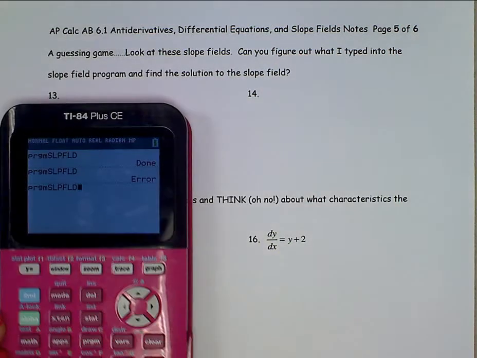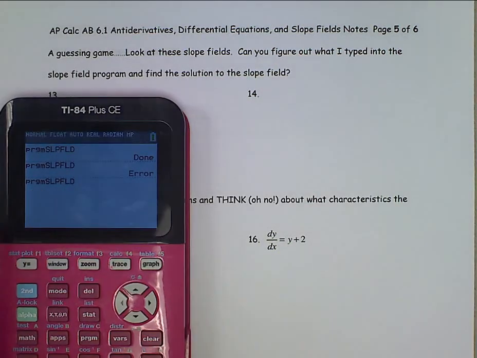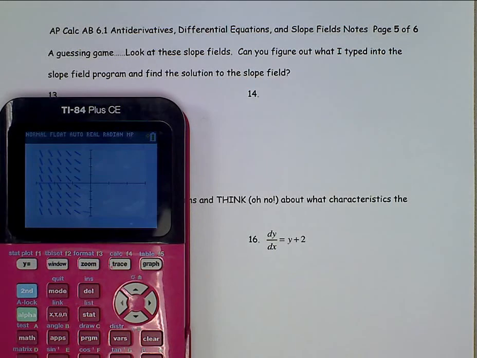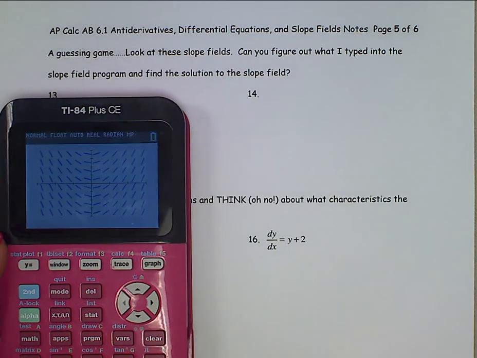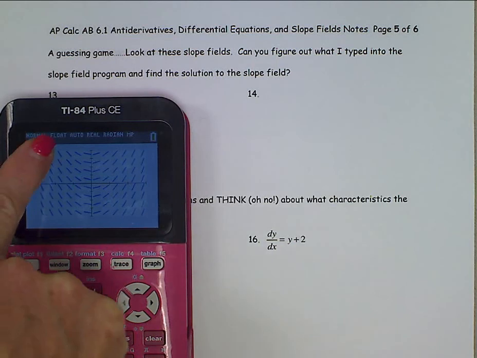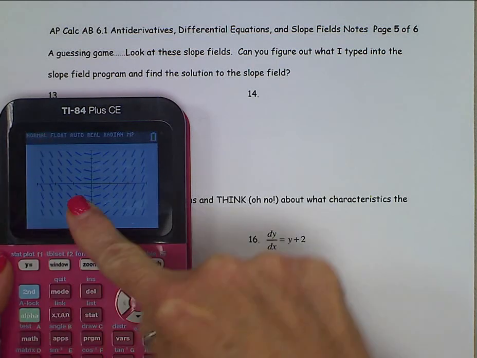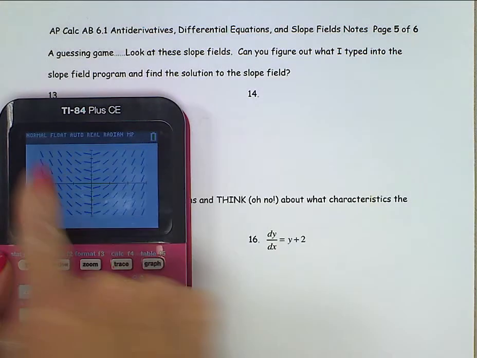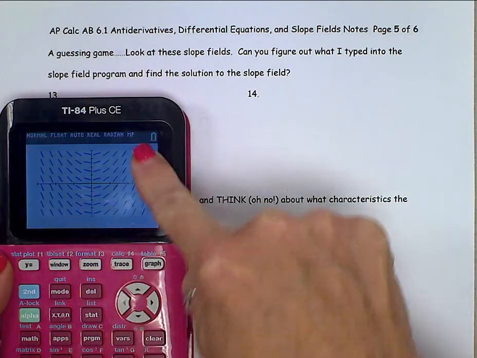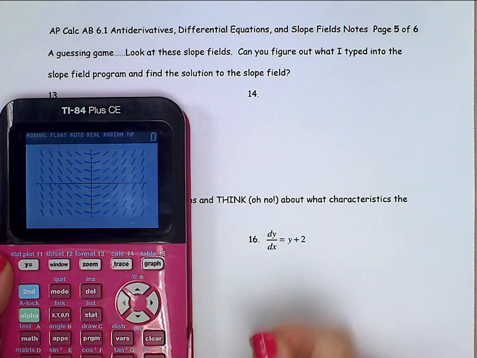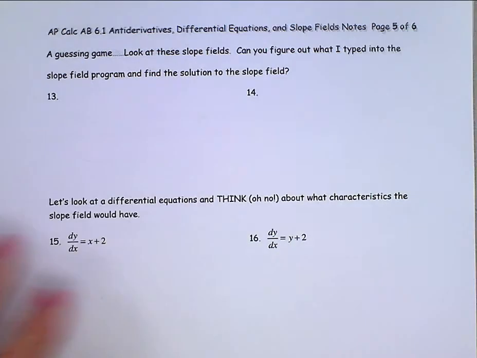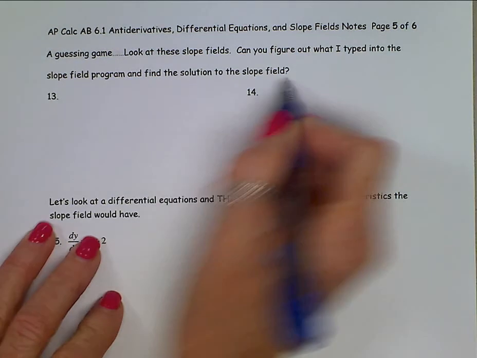So I'm running this slope field program. And there's the slope field being generated. I want you to look at this and see the general trend here. Decreasing slopes, flattening out, increasing slopes. And this looks like what shape? That looks parabolic.